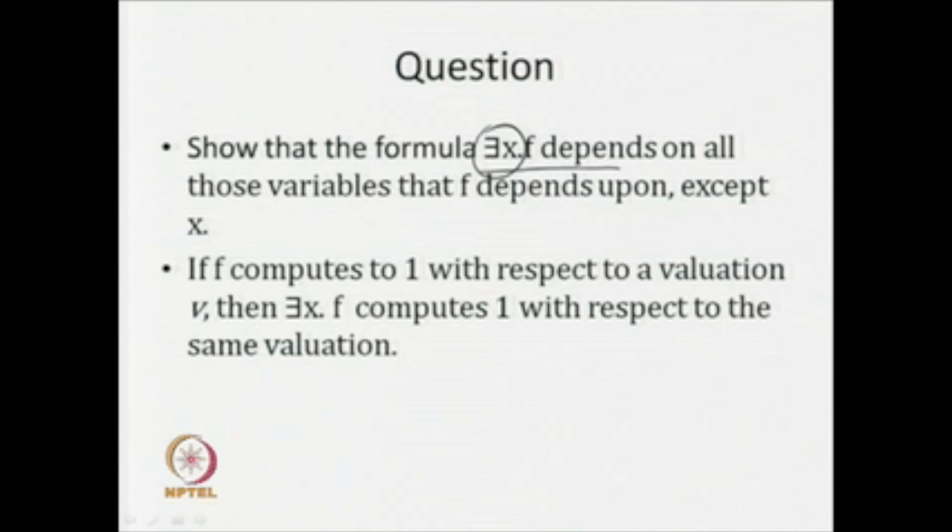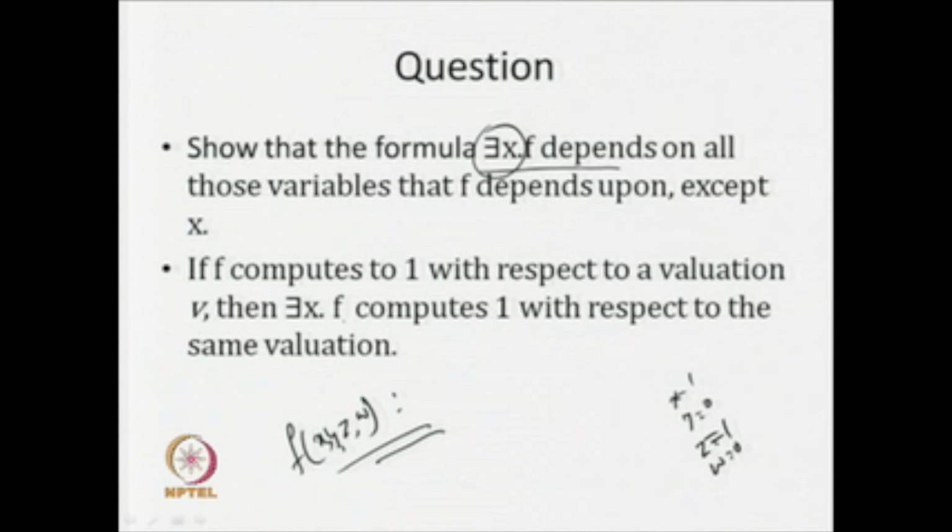The second one is saying that if f computes to 1 with respect to a valuation p. Say f is a function of x, y, z, w, like that, I can have the evaluation of this function, say x equal to 1, y equal to 0, z equal to 1, and w equal to 0. So, with respect to this valuation, I am going to have some value of this function. If this valuation computes 1, then what it is saying is that there exists x f computes 1 with respect to the same valuation. Now, what we have to show is that there exists x f will also compute 1 with respect to the same valuation.